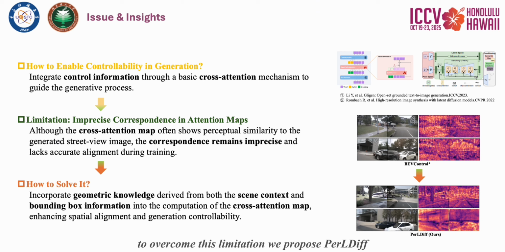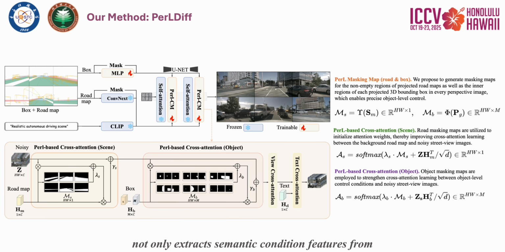To overcome this limitation, we propose PerLDiff, a novel framework specifically designed for precise control in street view synthesis. In particular, it not only extracts semantic condition features from 3D annotations, but also renders perspective layout masks as explicit geometric priors. We then introduce the PerL-based controlling module, PerLCM, which uses these geometric priors within a PerL-based cross-attention mechanism to guide the generation of each object according to its condition.